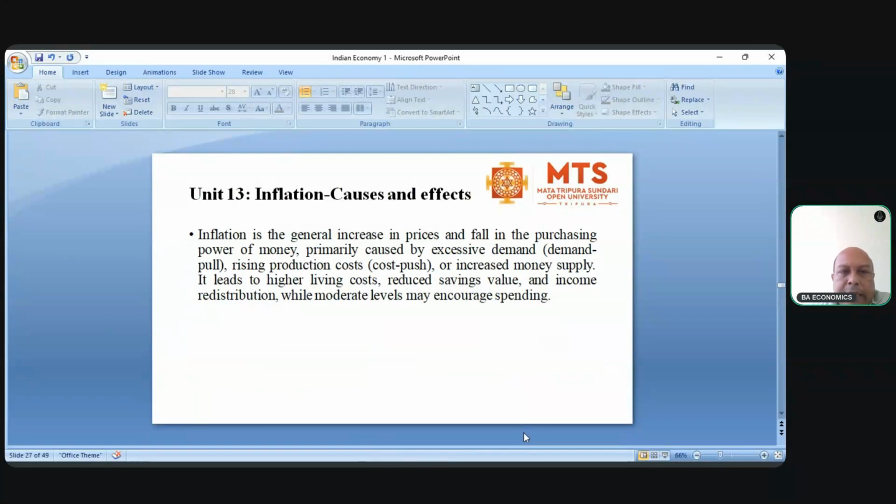Unit 1 title is Inflation: Causes and Effect. In this unit, I will discuss what is meant by inflation, what the various causes of inflation are, what the various effects of inflation on the economy are, and what policies the government may choose for reducing inflation in the economy.